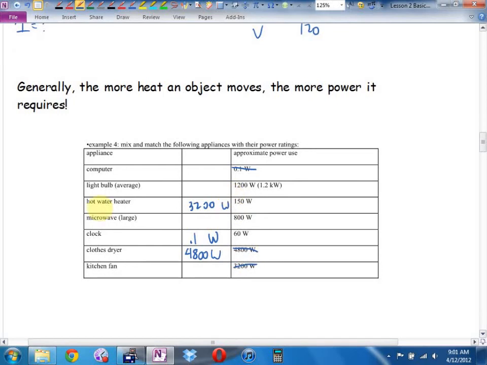By the way, do you guys know what the wattage is on an average light bulb? We can do that one. What's the wattage on an average light bulb? 60 watts. I'm assuming you've all put in at least one light bulb in your life.